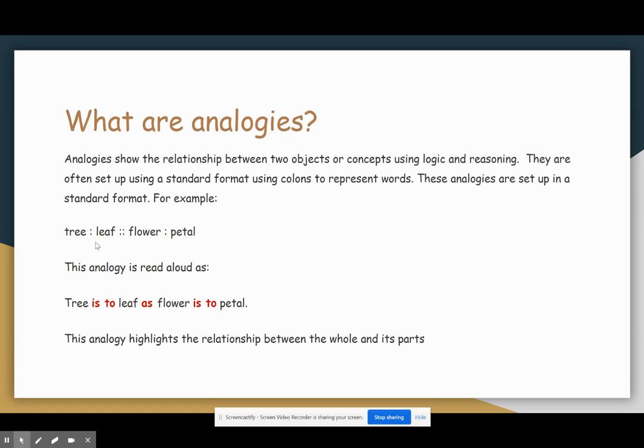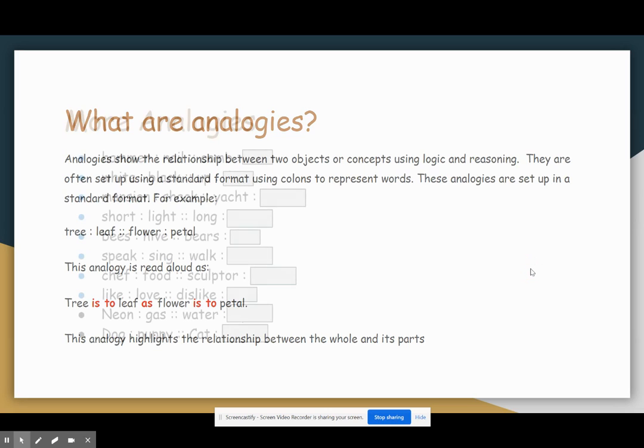So this would be called a whole-part relationship. Here's the whole, the tree, and here's part of it. Here's the whole, the flower, and here's part of it. That's just one out of numerous relationships you can have in analogies. And again, this colon here represents "is to," as "is to." So let's try some more examples.